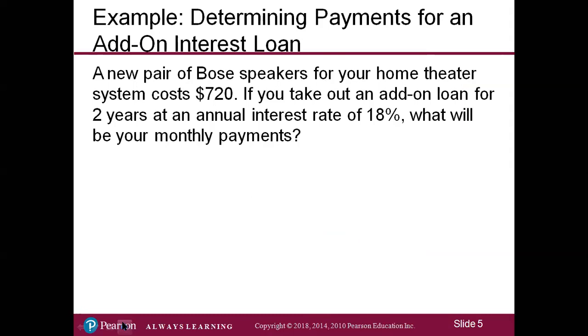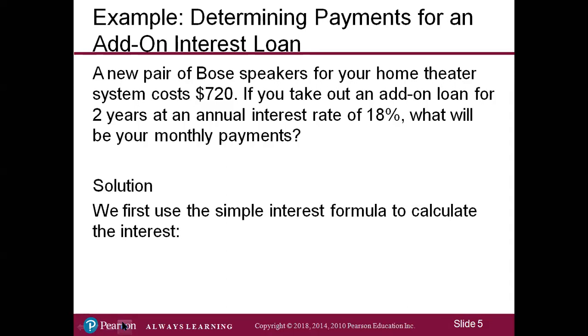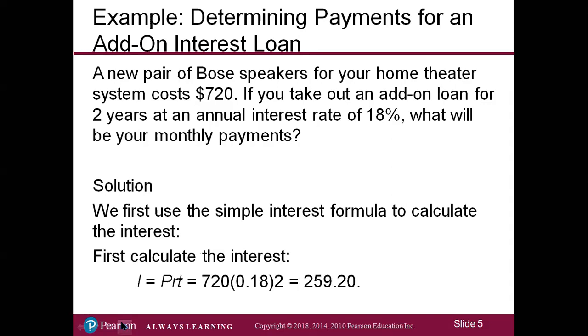Example of determining payments for an add-on interest loan. A new pair of Bose speakers for your home theater system costs $720. If you take out an add-on loan for 2 years at an annual interest rate of 18%, what will your monthly payments be? Solution. We first use the simple interest formula to calculate the interest.